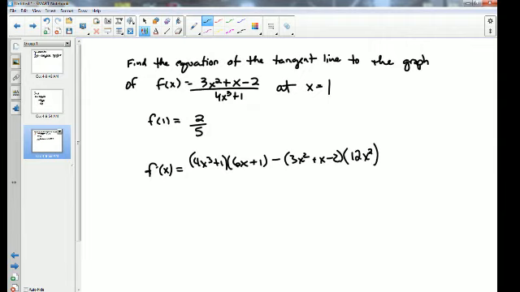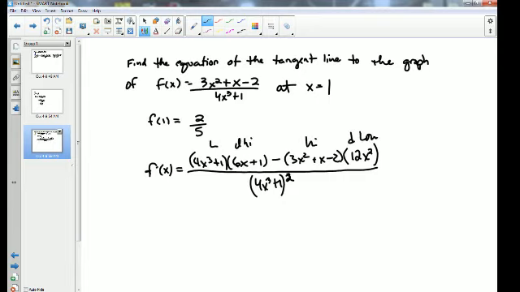Okay, are we good with those derivatives? Garrett, you look confused. What's the problem? Isn't that to the 5th, right? But that's to the 3rd, that's why I'm confused. Oh, okay. The 3rd, okay, I'm good. Over the square of what's below, right? Low, D high, minus high, D low, over the square of what's below.